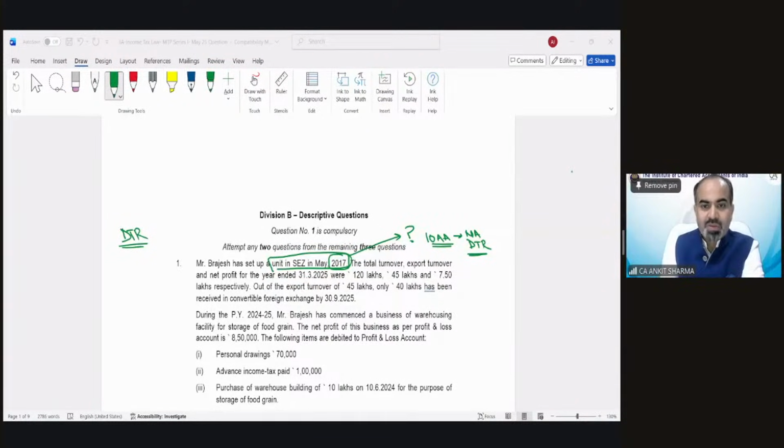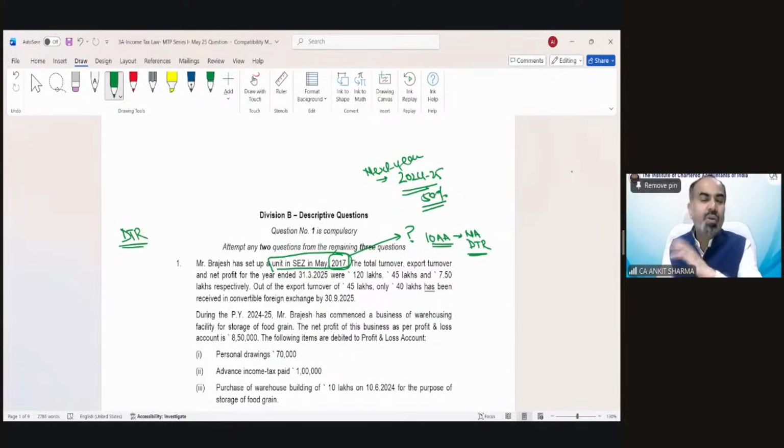So because it is 2017 and we are in previous year 2024-25, the first 5-year part has already gone. So these are my next 5 years in which the deduction would be 50%. So 50% needs to be taken when we calculate section 10AA benefit. But because we are solving it as per default tax regime, no section 10AA deduction would be applicable. So Mr. Brajesh has set up a unit in SEZ. The total turnover, export turnover and net profit for the year are 120, 45 and 7.5 lakhs.